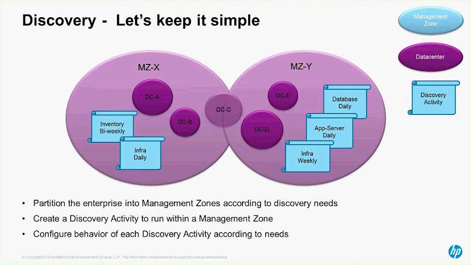Now, this example shows the logical division based on the data center, but it could be based on the target type. So you may have a discovery management zone just for Windows discovery, and then you could have another management zone just for discovering your certain services or certain maps, application maps.